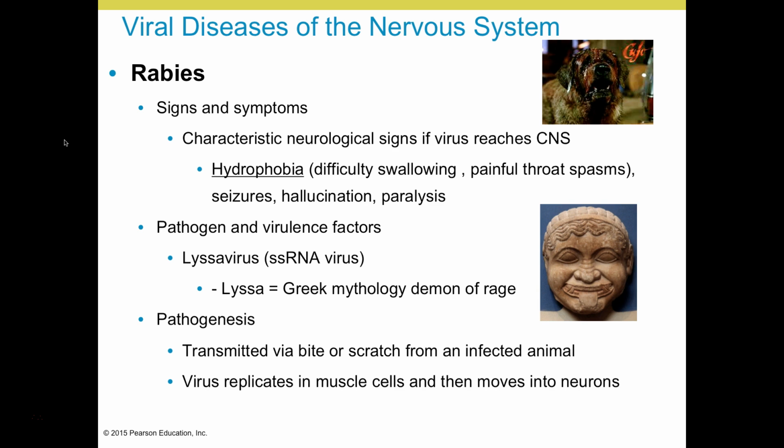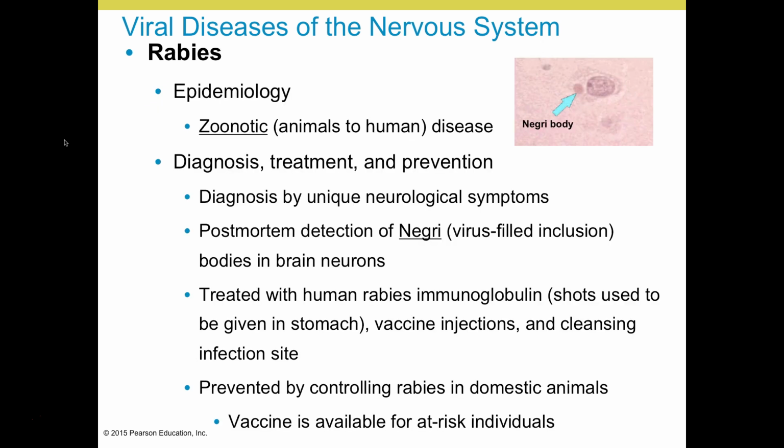It is caused by the Lyssa virus, which is a single-stranded RNA virus. It's called Lyssa because in Greek mythology, that was the myth for demon rage, because people pretty much went kind of crazy, you know what I mean? The pathogenesis is via bite or scratch of an infected animal, as I mentioned, and the virus replicates in muscle cells and then moves into the neurons. Since it comes from animal to human, we call this zoonotic.